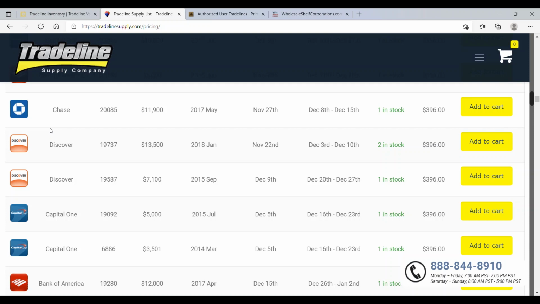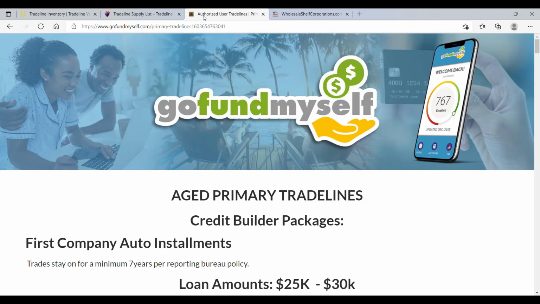But yeah, y'all pretty much get the idea of this website as well. Their prices are probably different, maybe cheaper. I don't really know, so you all make that decision on your own. And that leads me to the next website. I'm not sure if y'all have heard of this, but it's called GoFund Myself.